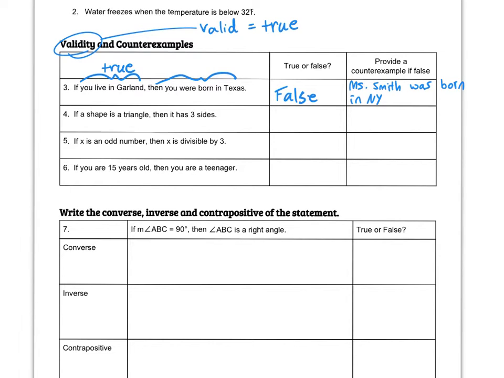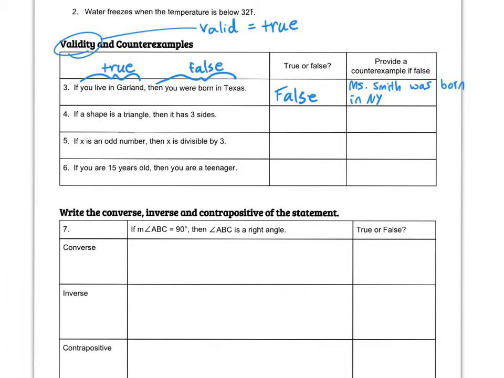Then the second part needs to be false. This part's called the conclusion. So Mrs. Smith was not born in Texas, she was born in New York. So if the if part is true, for an example, and the then part is false, then that is a good counterexample that you can use to disprove that statement. So Mrs. Smith lives in Garland, but she was not born in Texas, so she is a counterexample.